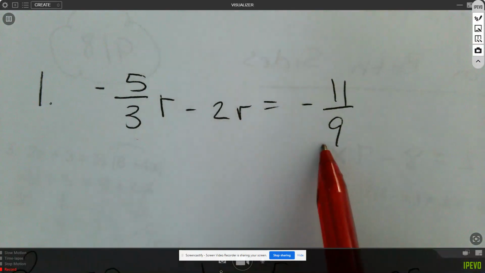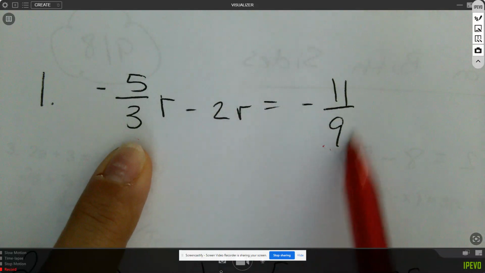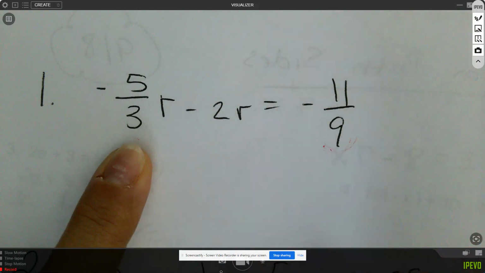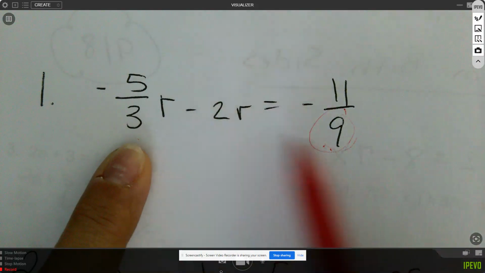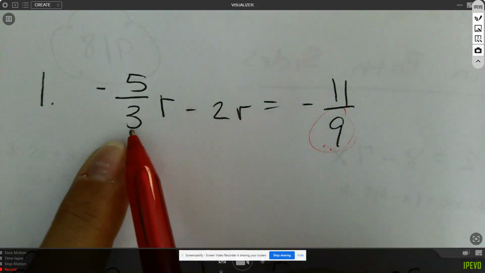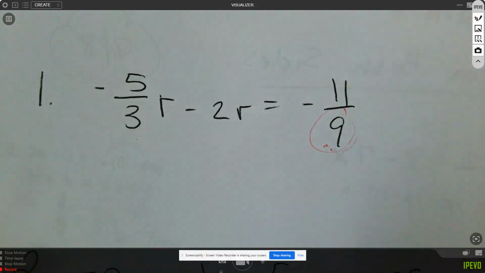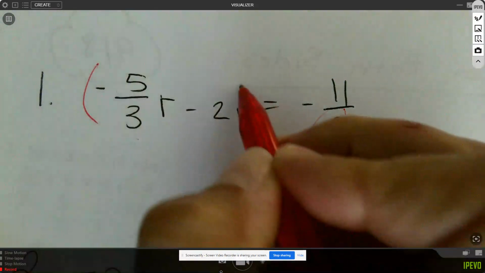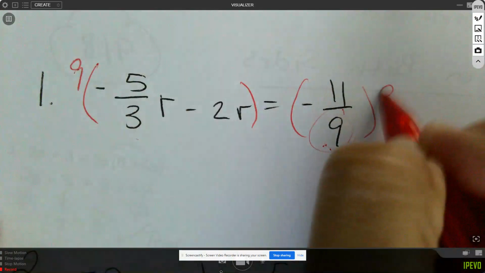But if you have two, what you're going to do is multiply by the least common multiple, which would be the least common denominator. You pretend like you're finding the denominator that they both would divide evenly into, and that would be 9 in this case. But if you don't like that, you can just do 3 times 9, which is 27, and use 27. It just gives you a bigger number, but it doesn't matter. You'll have calculators. So I am going to use 9, but you're more than welcome to use 27, and you'll get the same answer. So I'm going to multiply both sides by 9.